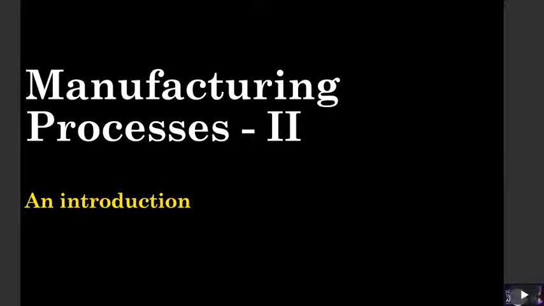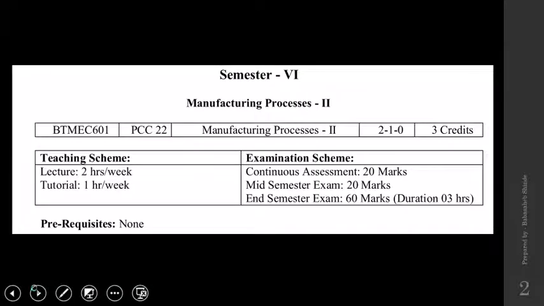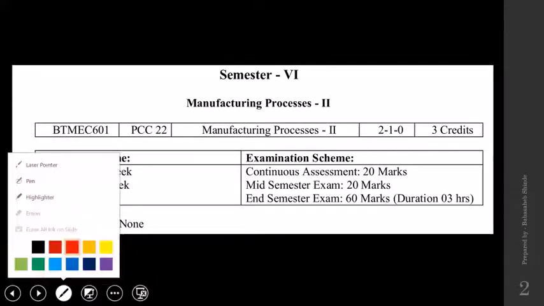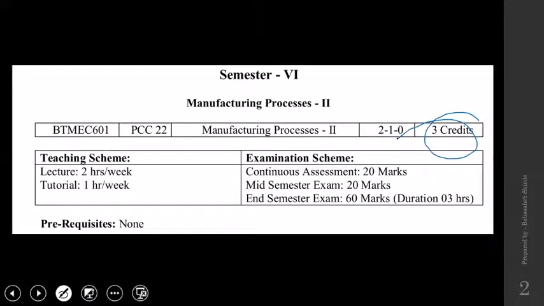So now let's begin with the curriculum that we are supposed to discuss in the subject Manufacturing Processes 2. So we are going to begin with the examination scheme and all. As we know, this subject is supposed to have 3 credits, and for those 3 credits, the examination scheme is quite a familiar one.